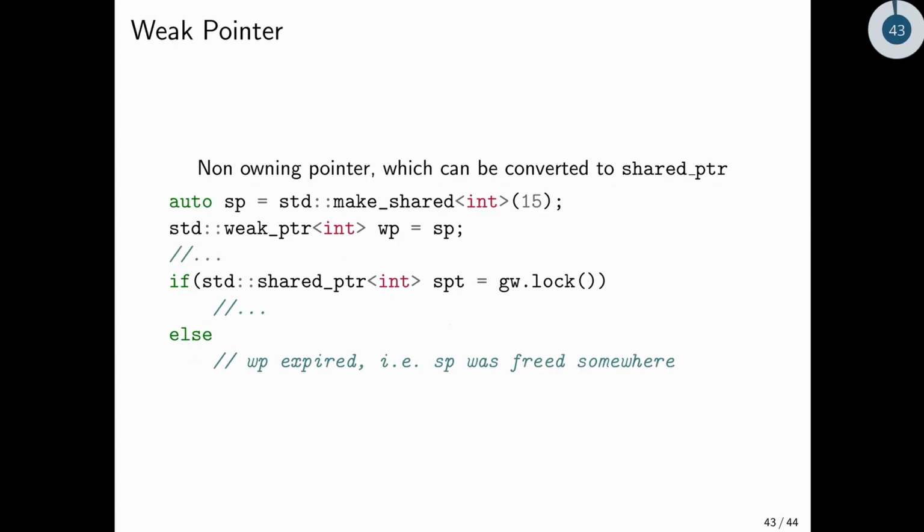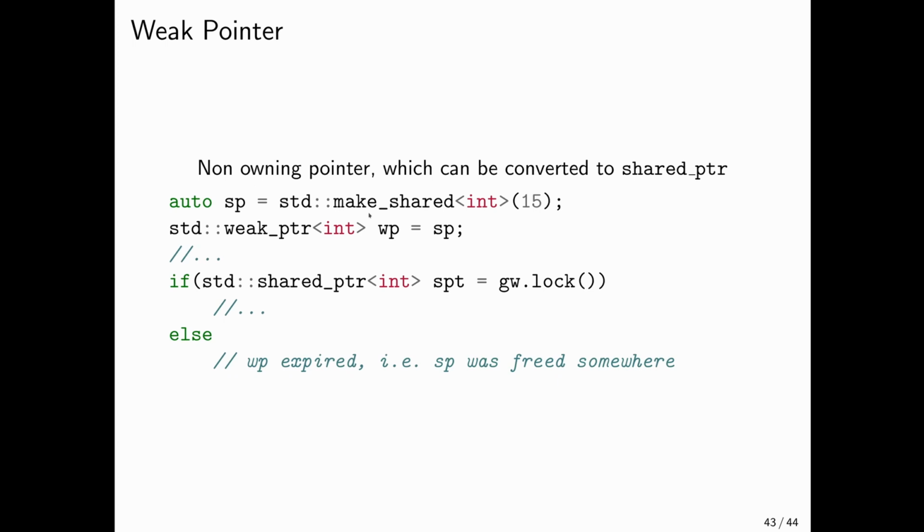The third in the group is a weak pointer. A weak pointer is basically a pointer which knows what shared pointer it's using. It's a little bit confusing in the beginning, but we will get through it. It's a non-owning pointer, so you will have to do some special step in order to access the resource which it points to. At the beginning, you have a shared pointer.